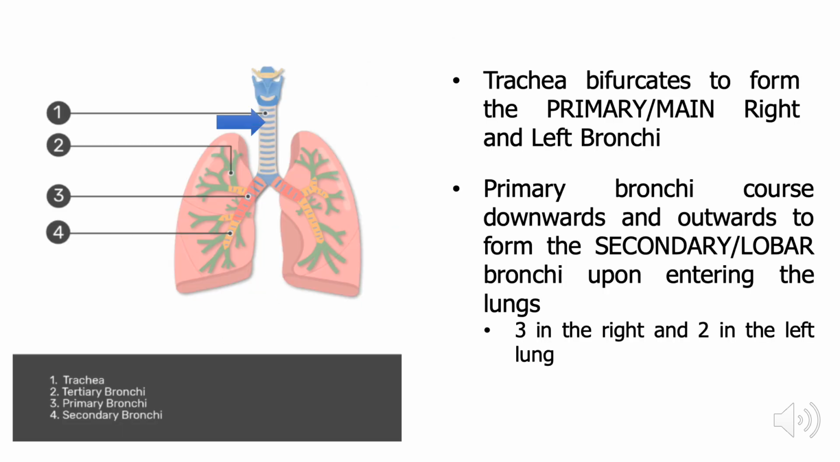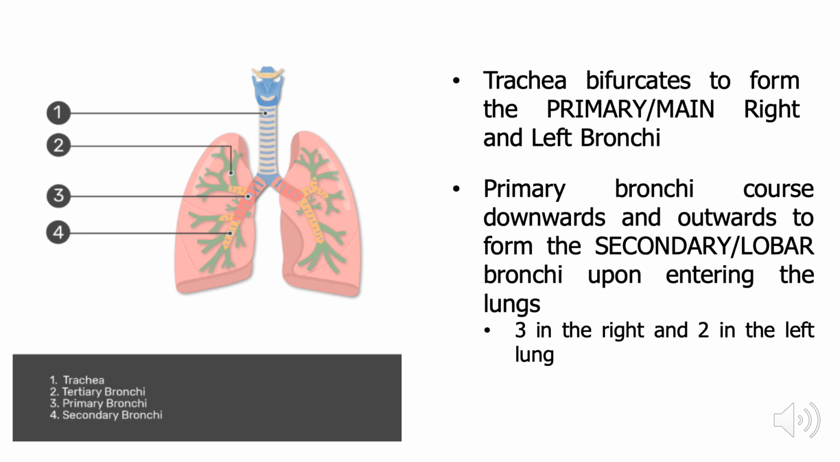Again, the trachea bifurcates to form the two primary bronchi. Primary bronchi are also called the main bronchi. And as soon as these primary bronchi enter the lung tissue, they will form smaller branches, and these smaller branches will be called the secondary bronchi. Please take note that there are three secondary bronchi in the right lung because we have three lobes in our right lung. And there are two secondary bronchi in the left lung because we have two lobes there.